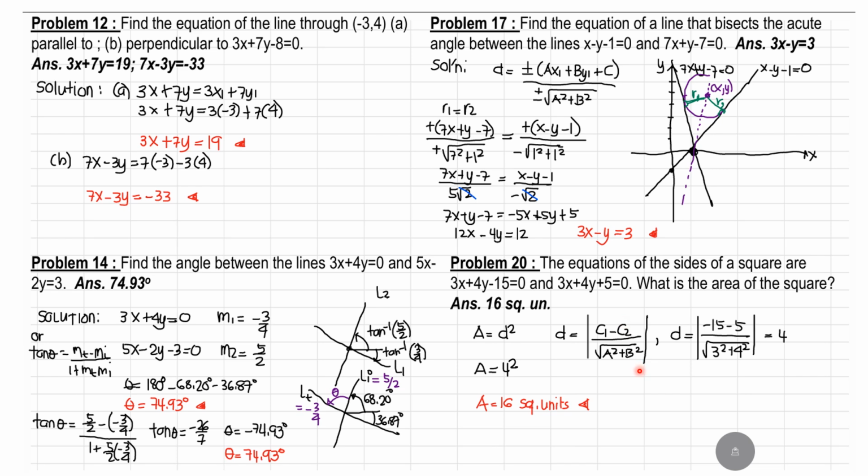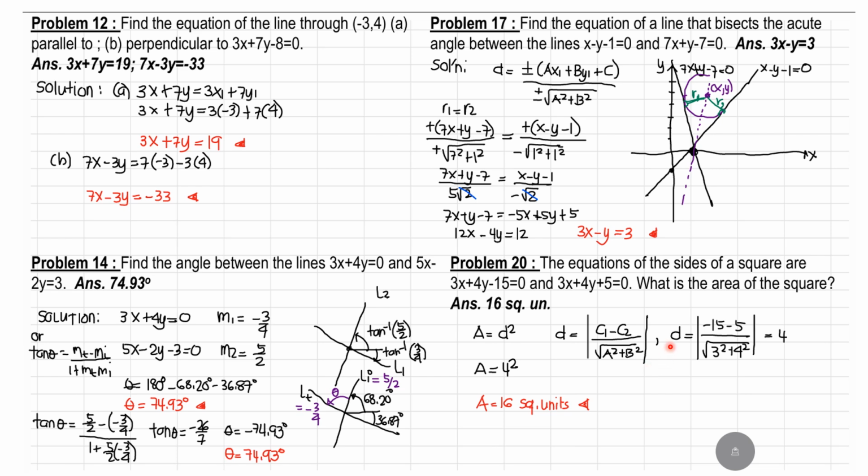So that's the technique. Then 20, the equations of the sides of a square are quantity 3x plus 4y minus 15 equals 0 and 3x plus 4y plus 5 equals 0. What is the area of the square? So notice that these two lines are parallel, therefore the side of the square is the distance between parallel lines. For distance between parallel lines, remember in the principles and formulas, which can be derived also, absolute value of the difference of constants divided by square root of a square plus b square.